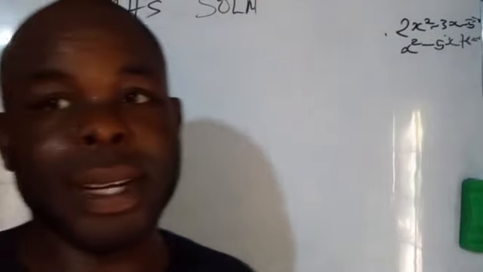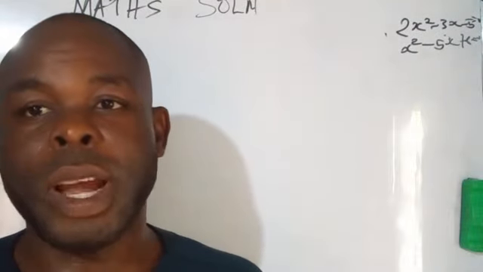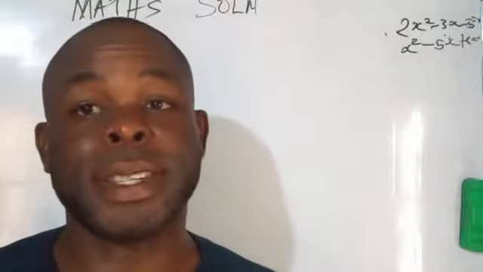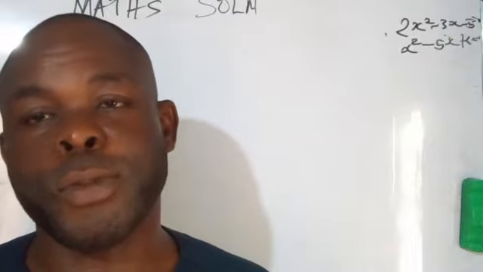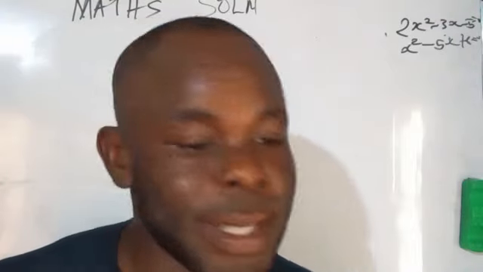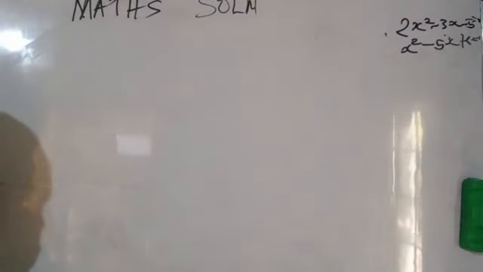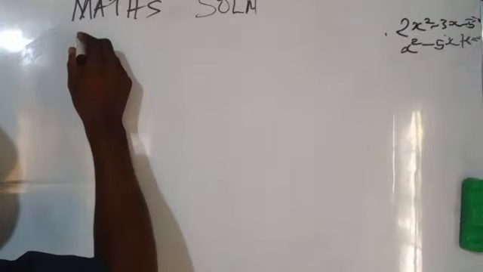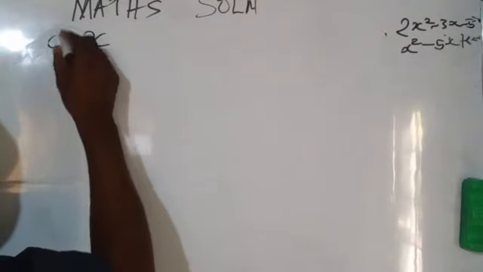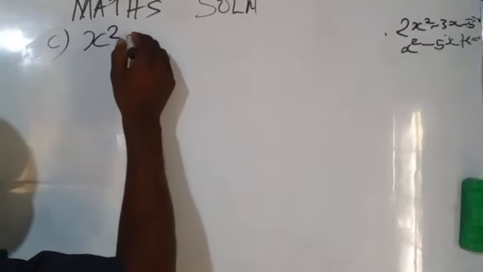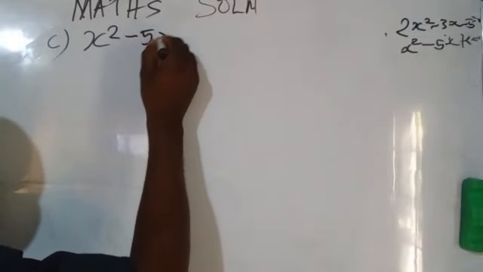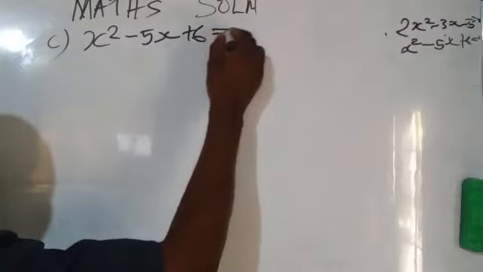Okay, guys, the number 3 question will now be solved. Okay, so this is still the continuation of the quadratic equation by factorization method. Okay, here we have x squared minus 5x plus 6 equal to 0.